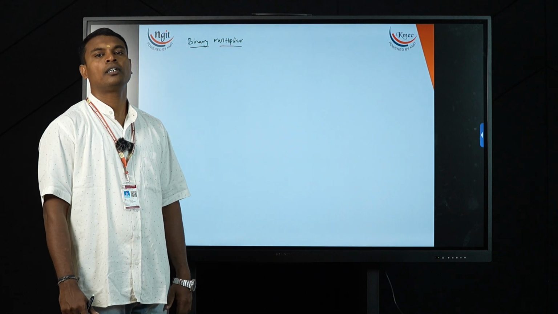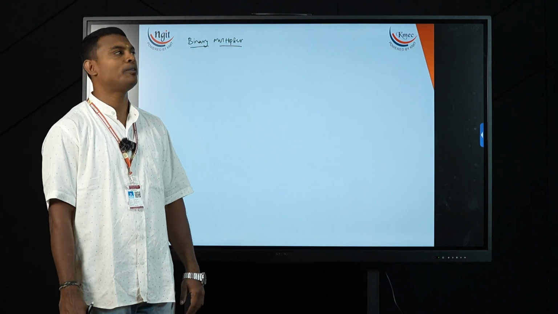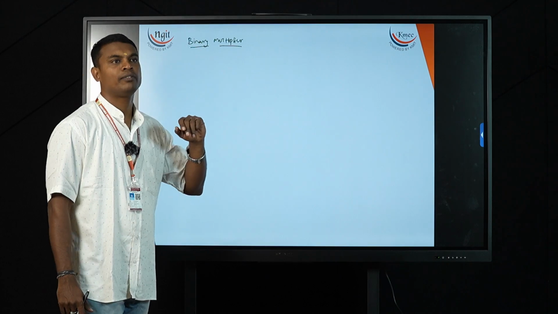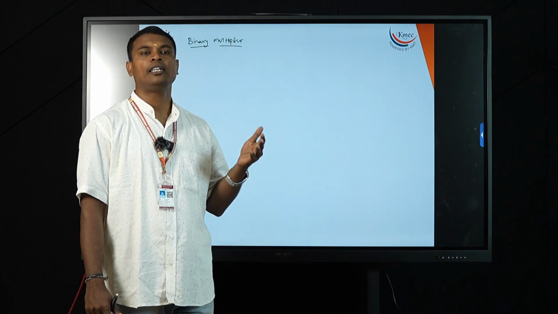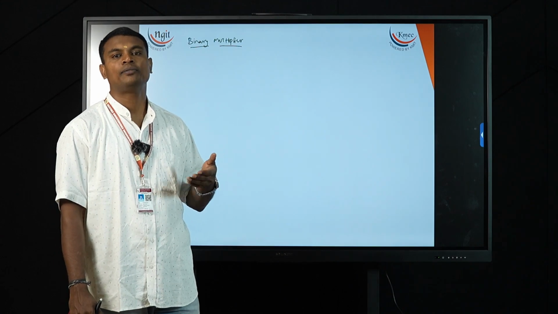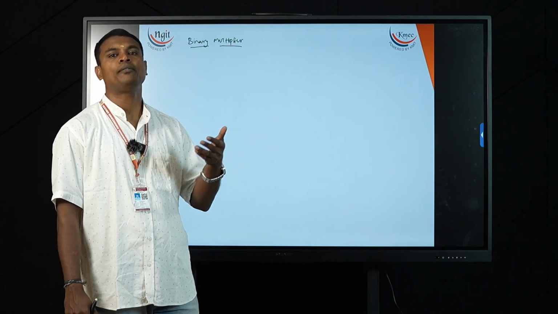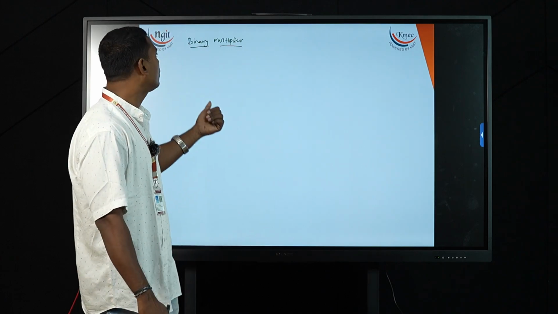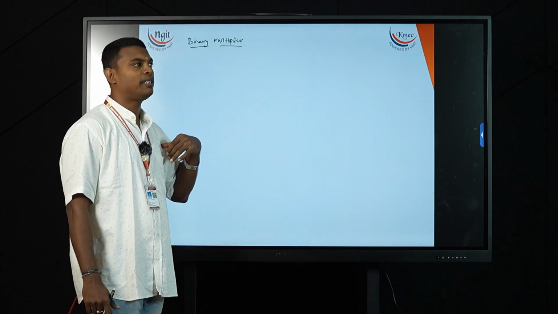In this session we are going to see about a binary multiplier. In the previous sessions we have seen adders: half adder, full adder, then the parallel adder. After the parallel adder we have seen the BCD adder. Now in this session we are going to look at the binary multiplier.